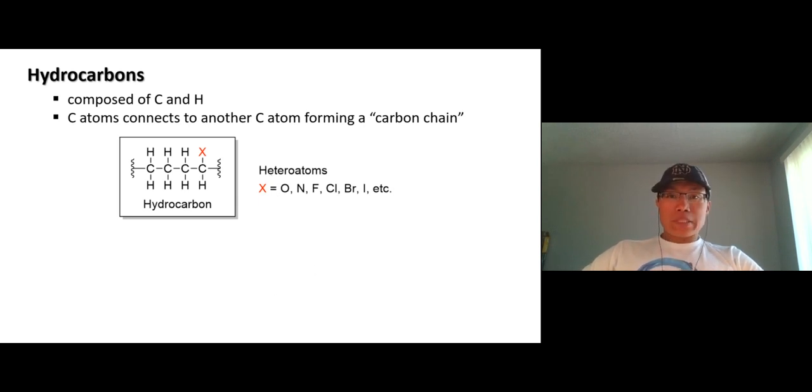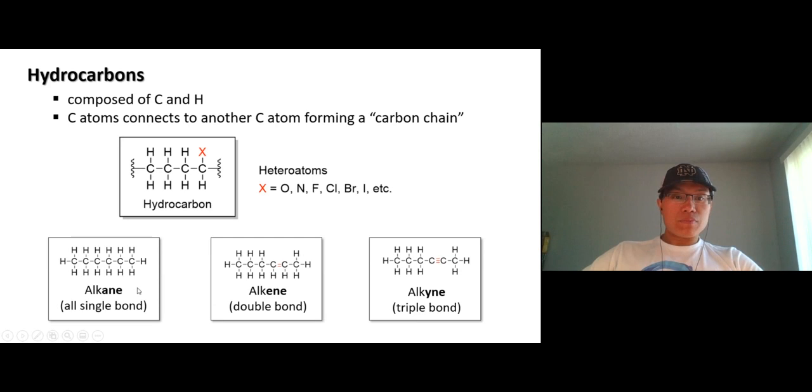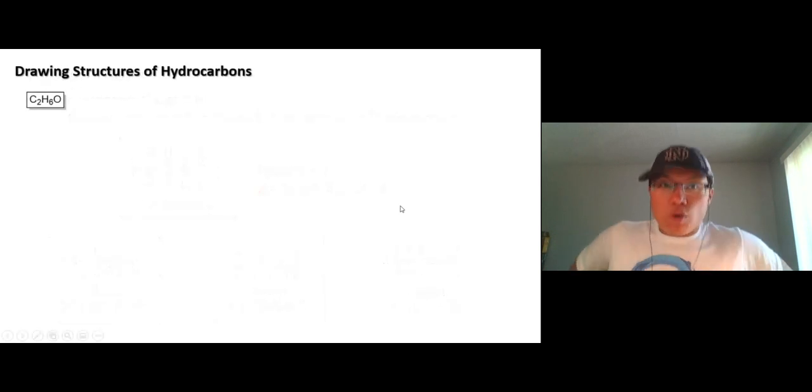You probably have seen three types of hydrocarbon so far. So we have alkane, or single bond. All right, we have alkene, at least there's one double bond in it, and alkyne, so there's at least one triple bond in there. All right, so it looks something like this. All right, let's talk about drawing the structure.